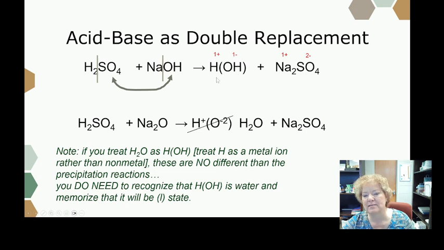And then I can realize that HOH is water. So I'll rewrite it as water. This technically has basic properties. It could be considered a base. It would be a weak base. But I'm just showing you, I could also do it with an acid and something that maybe doesn't look like a base. In this case, as I swap the sulfate and the oxygen, I still end up with water. It's just that it's water coming from 2 H+ and the 2- oxygen. And then I end up with the same product of sodium sulfate.